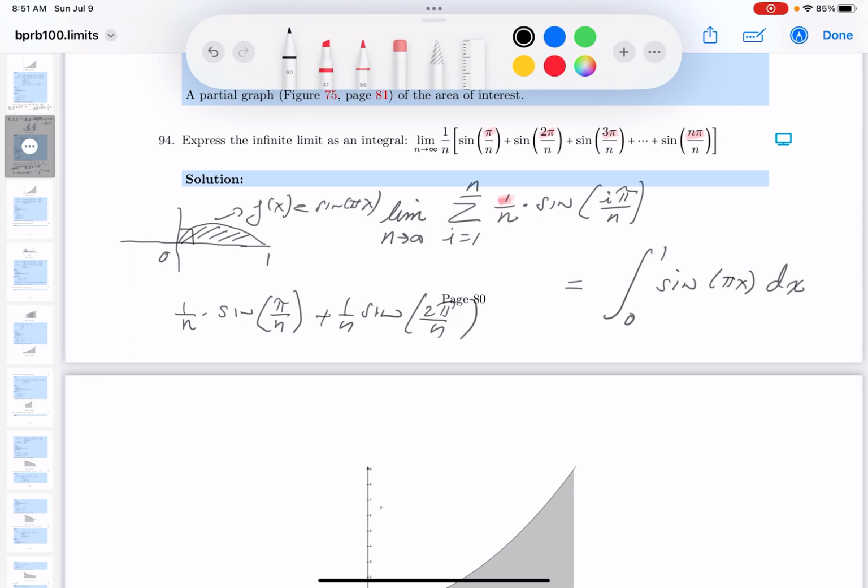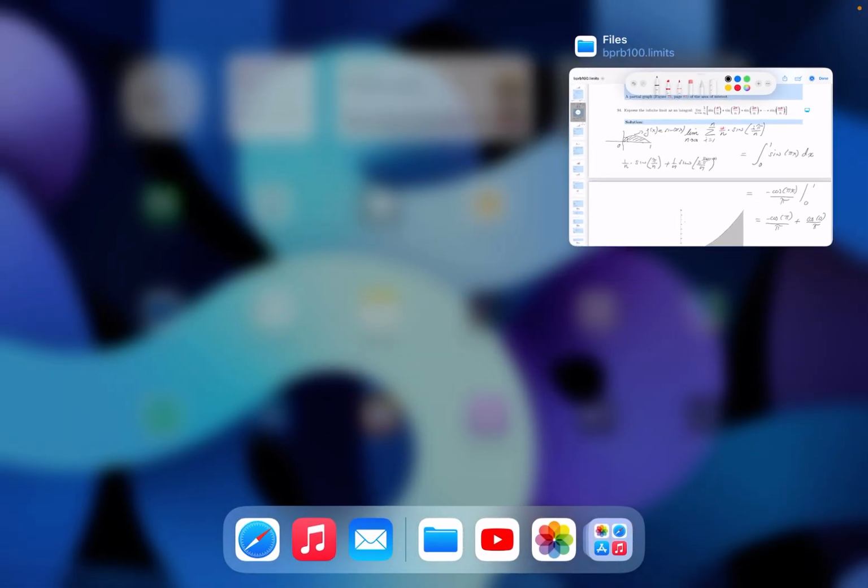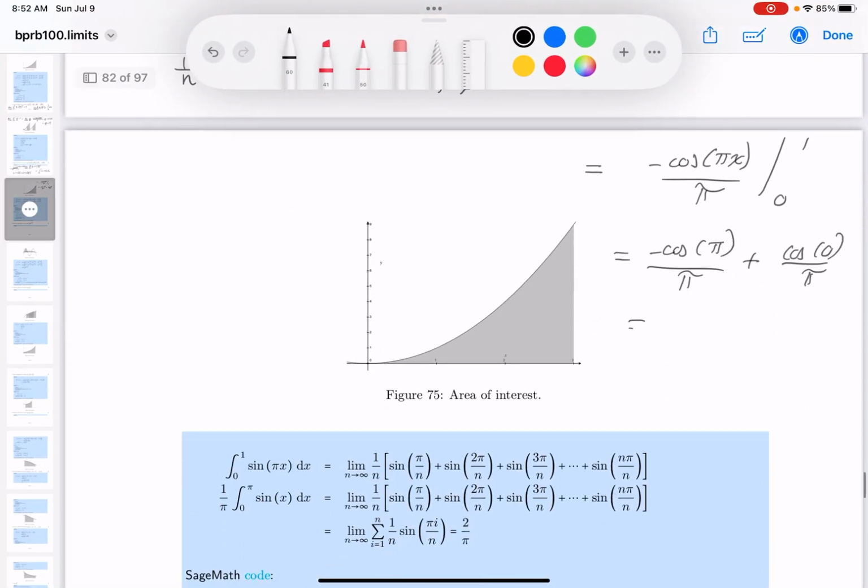Can I do that integration? I can, and let's go through that. What do you get there? It's going to be minus cosine of pi x over pi, and that goes from 0 to 1. What do you get over here? Minus cosine of pi over pi, minus a minus, which is plus cosine of 0 over pi. I'm going to evaluate these. Cosine of pi is minus 1, so it's going to be 1 over pi, plus cosine of 0 is 1, and it's going to be 1 over pi. What do you get? 2 over pi.